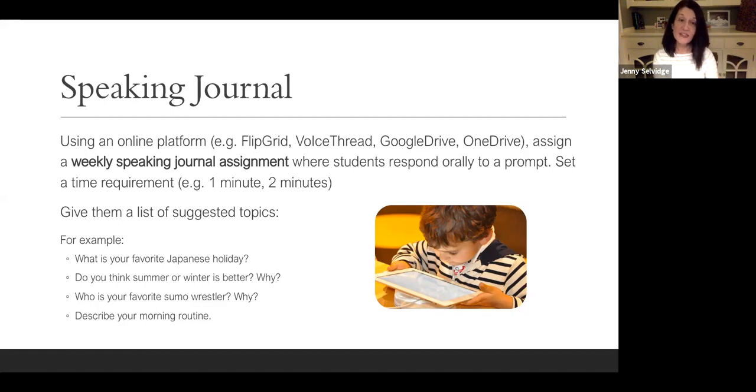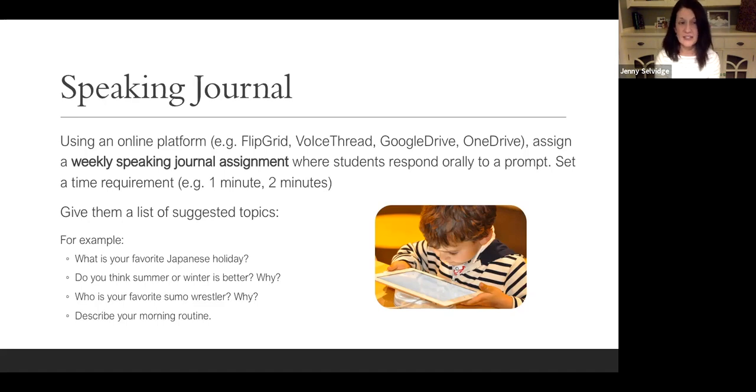You could give them a list of suggested topics. So I give my students a whole long list at the beginning of the semester or the year, and they can just go back to that repeatedly and find a new topic. So what I like about this is that, again, they're just talking. They're not worrying about if they're saying it correctly. It's just that practice, that weekly practice. And they're also doing it with just you listening. They're not doing it in front of other people. So hopefully it can increase their confidence.